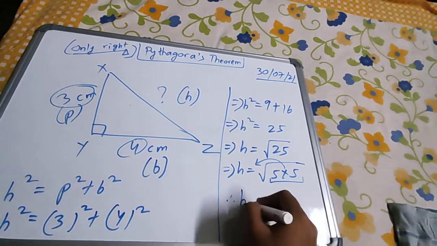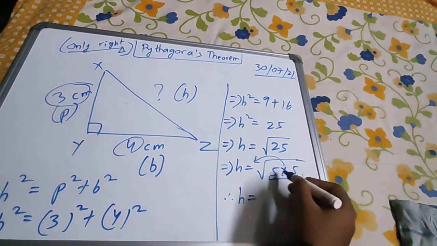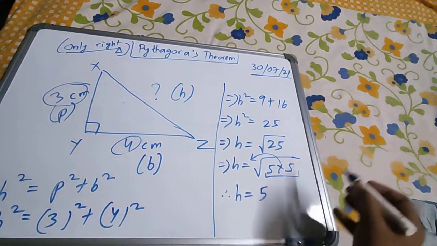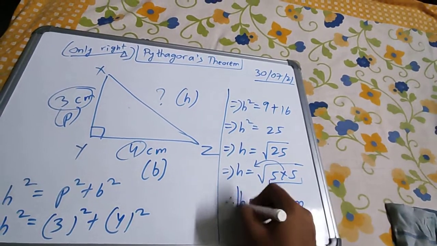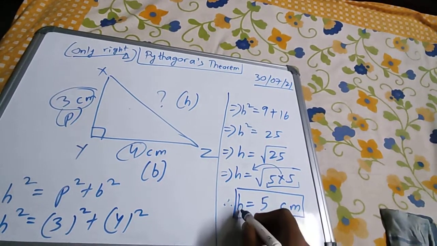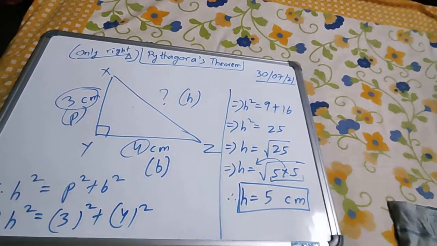So answer will be, height will be equal to 5. So since there are two 5s, one 5 will be taken out and the root will just vanish. So height will be 5 centimeter. Sorry, not height, sorry, my mistake. Hypotenuse means h is 5 centimeter.